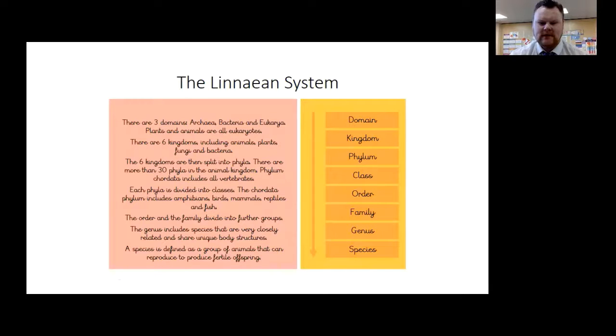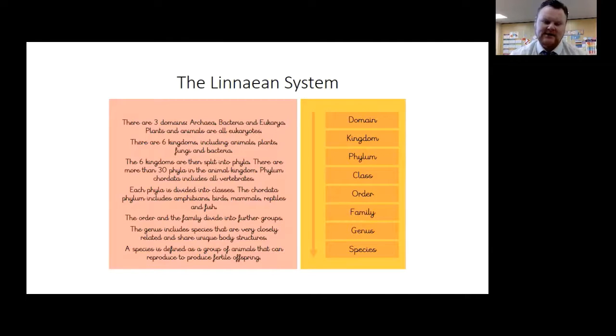There are 3 domains: archaea, bacteria, and eukarya. Plants and animals are all eukaryotes. There are 6 kingdoms, including animals, plants, fungi, and bacteria. The 6 kingdoms then split into phyla. There are more than 30 phyla in the animal kingdom. Phylum chordata includes all vertebrates, so we would be under that.